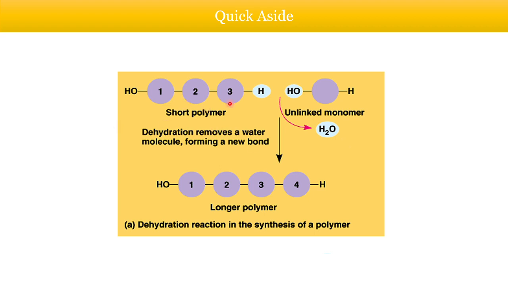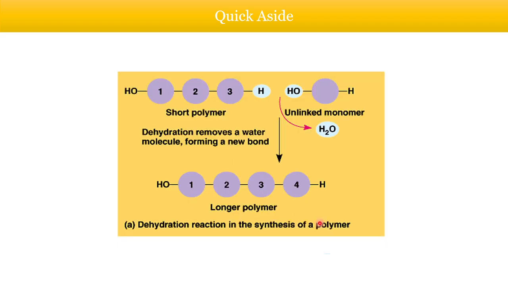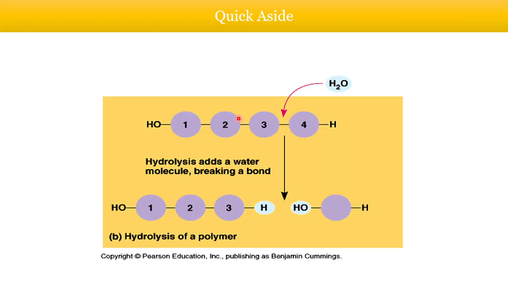Okay, so probably this is a short polymer, and this is an unlinked monomer. What we are seeing is a dehydration reaction in the synthesis of a polymer. The water gets removed, and this gets attached, forming a longer polymer. And this is the vice versa case, where you are seeing the hydrolysis of a polymer. So this is a chain, and then hydrolysis occurs, adds a water molecule, breaking a bond, and then you get two shorter polymers. You get back this structure. So these are just quick recovery recaps.